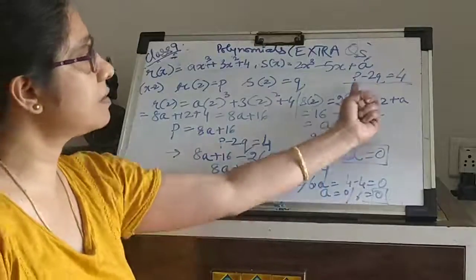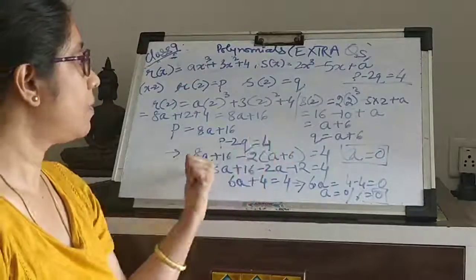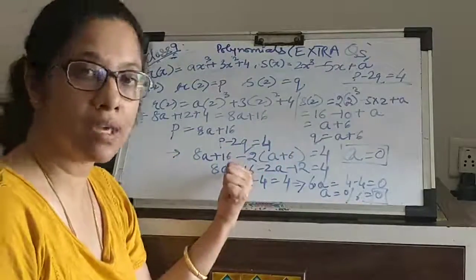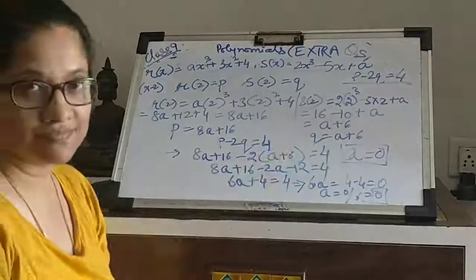And then using this extra relationship, p minus 2q is 4, what we get is a simple linear equation in a single variable, and solve it to get a is equal to 0.